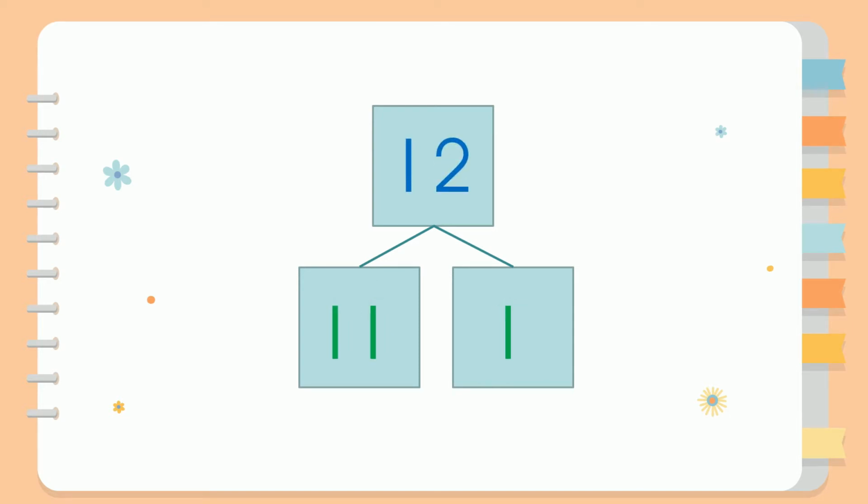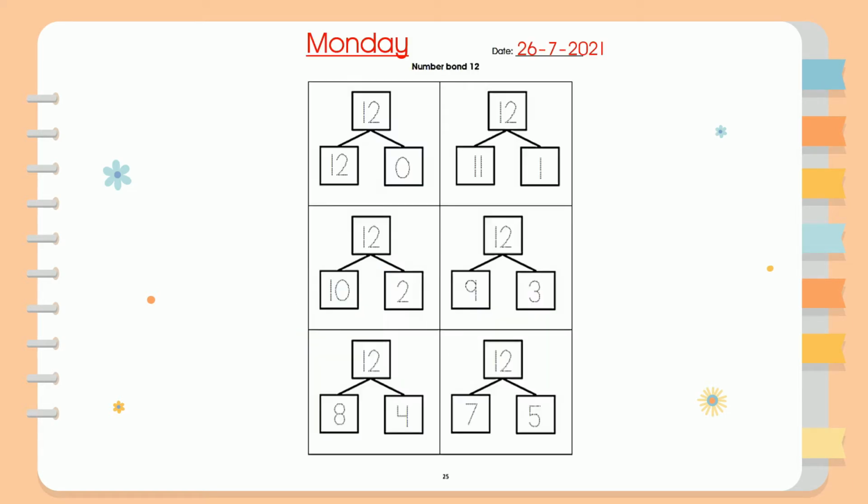11 and 1 is 12. 10 and 2 is 12. 9 and 3 is 12. 8 and 4 is 12. 7 and 5 is 12. Wow, is it so easy to make the number bond 12? Okay, children, don't forget to trace the number.